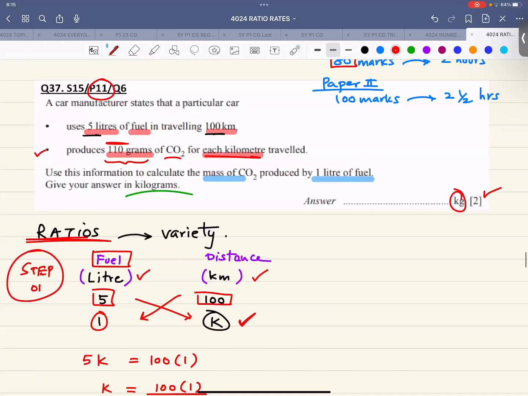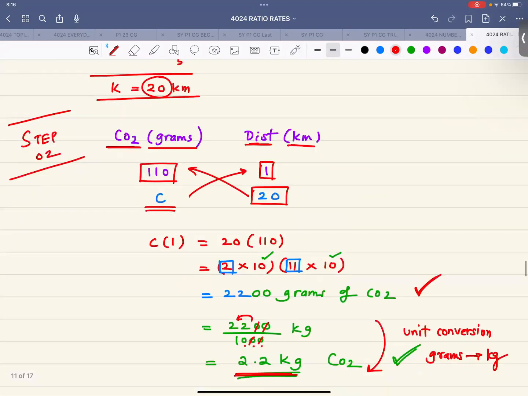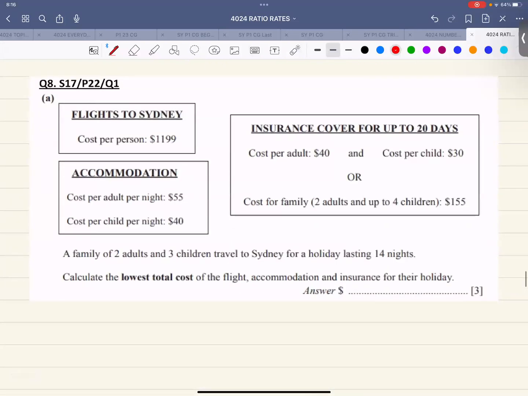But since the answer is asked in kilograms, this is unit conversion. So this is unit conversion. And what is the conversion? The conversion is from grams to kilograms. What do we do? We divide by 3 zeros. 2 zeros get cancelled out, and then we move 1 decimal to the left. And this is the answer, 2.2 kg. So that's how this part is done.